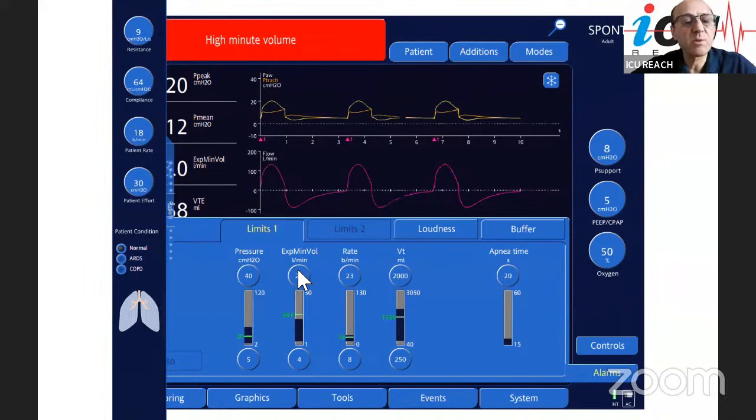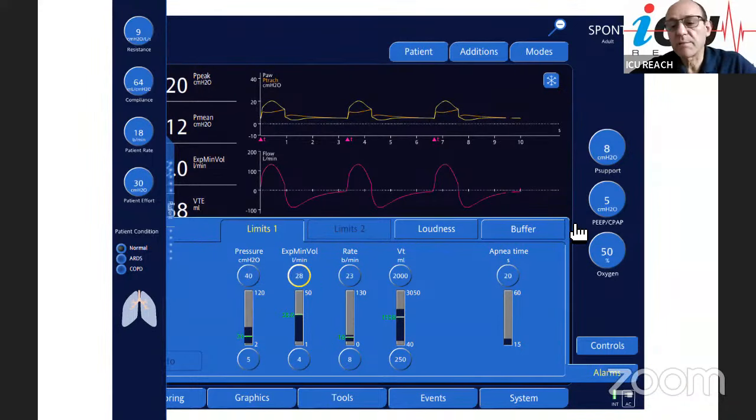How much minute ventilation do we have? Is it higher than 24? Okay.